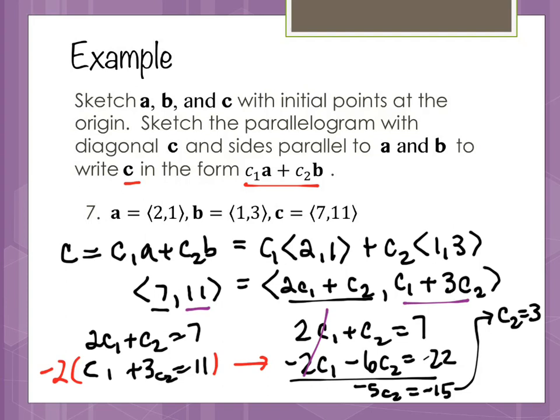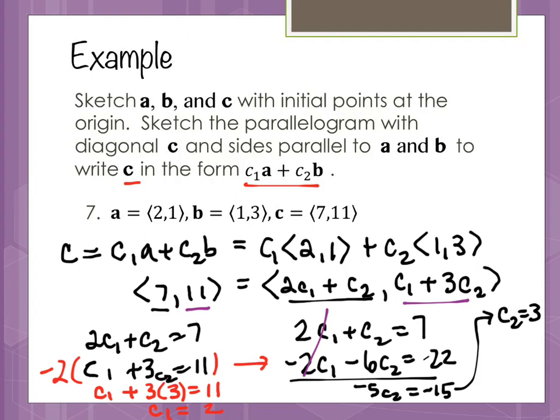Plug it in. And I kind of like the equation that I manipulated to be plugging it into because it's already got a C1 without numbers multiplied by it. So I'm going to use that one. This is C1 plus 3 times 3 for C2 equals 11. So what does that mean that C1 equals? 2. Yeah, sorry, didn't hear quite right. Yep, C1 is 2.